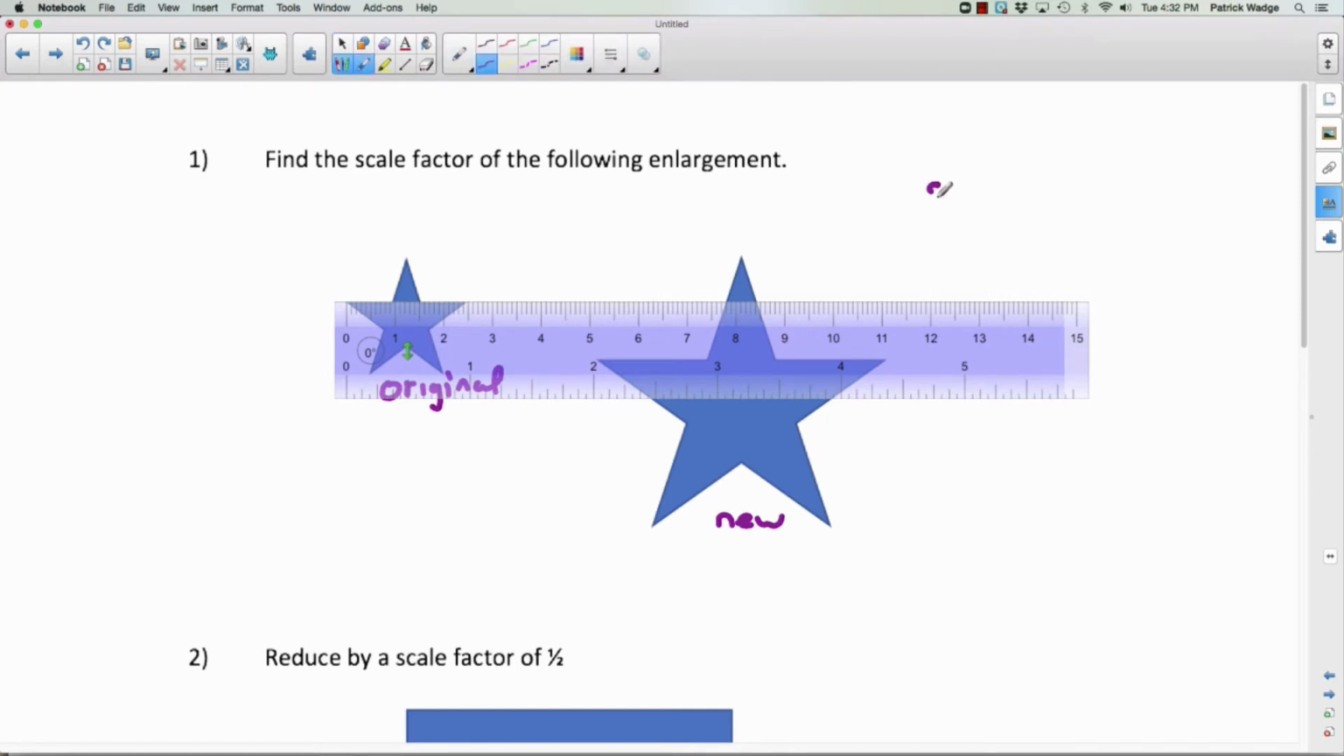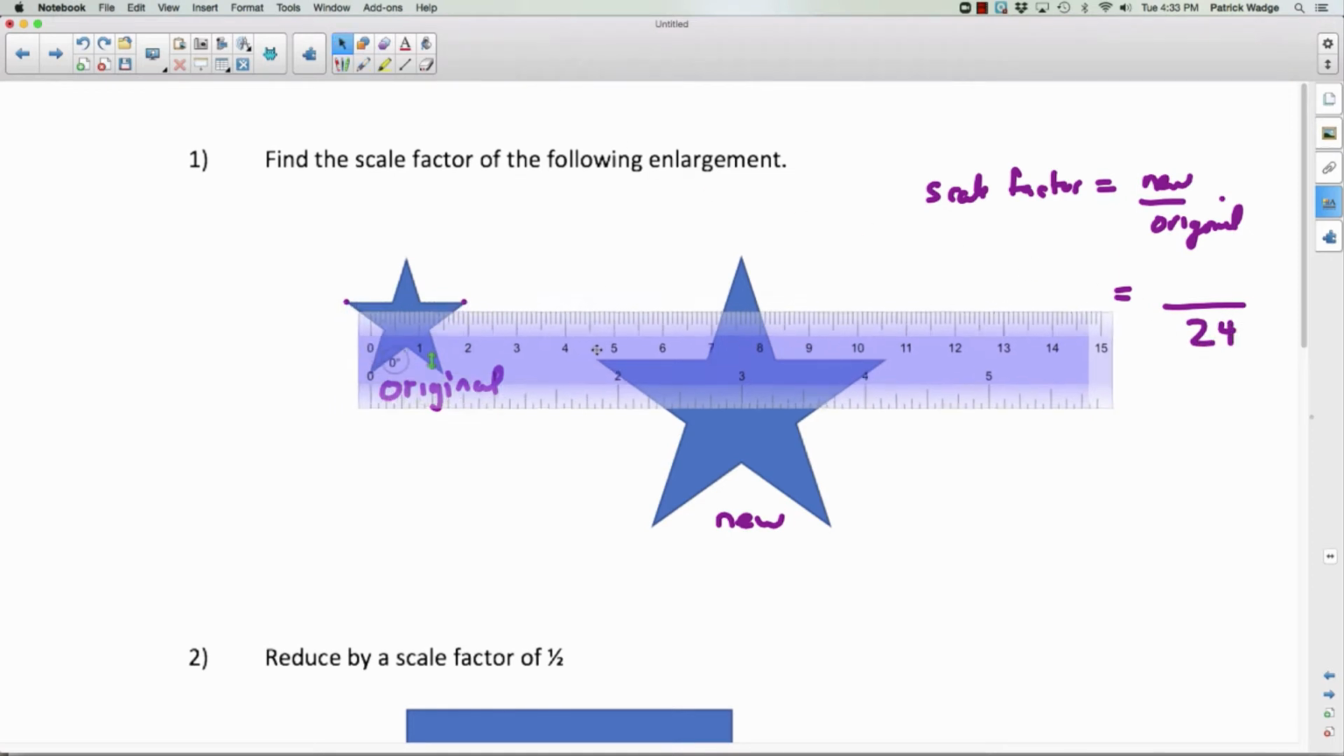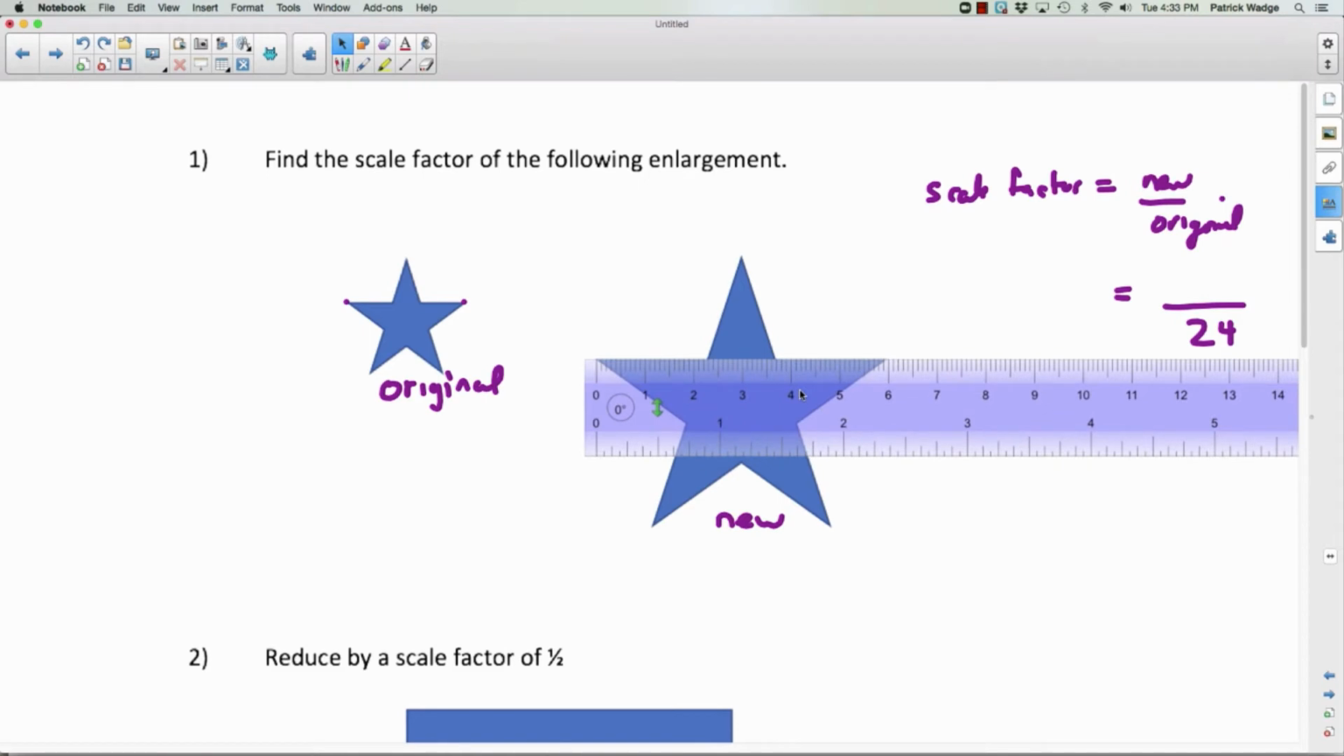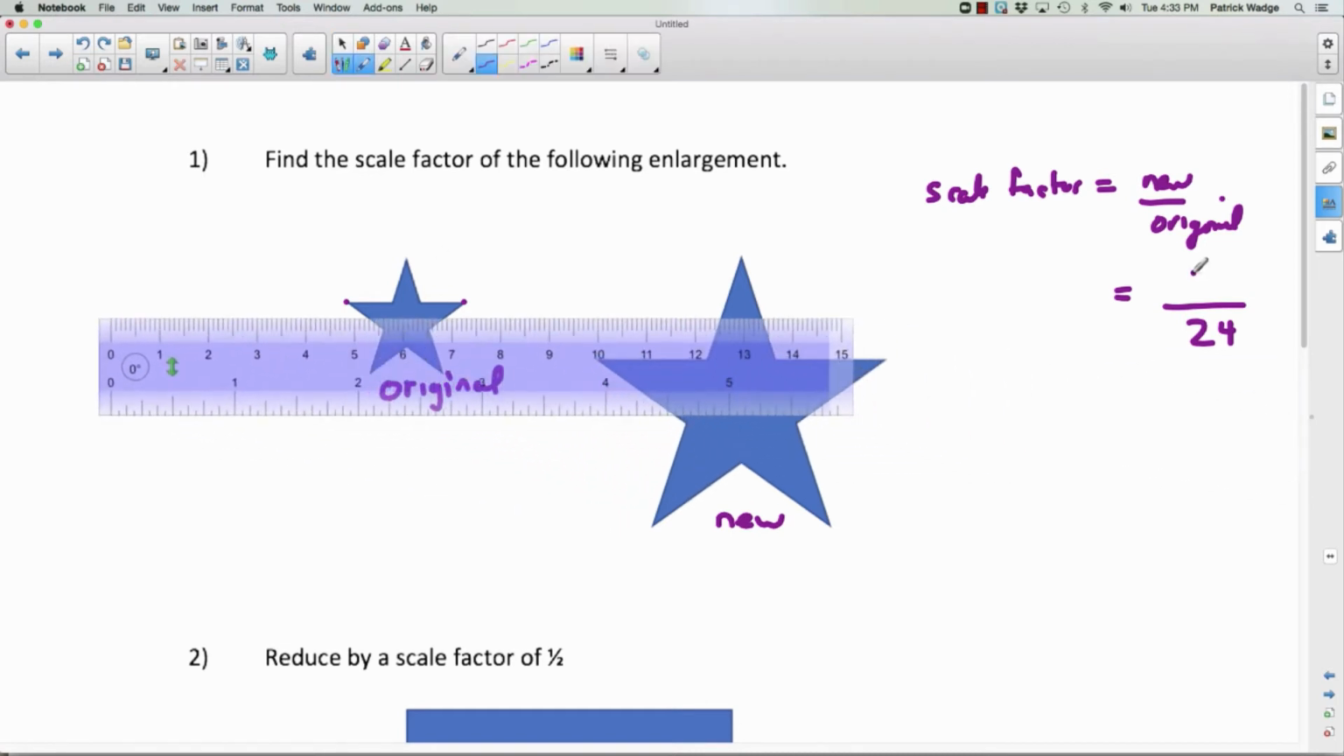So let me set this up here. Scale factor is what we're trying to find out, and it equals new divided by original. Terrible writing. And I found that from here to here is about 24, and that is original, 24 millimeters. So I'm going to put 24 on the bottom here. All right, now I need to measure that same distance on the new image. And it looks like it's close enough to 60 that I think I can call it 60. 6 centimeters or 60. So I put 60 in here, and then I can divide.